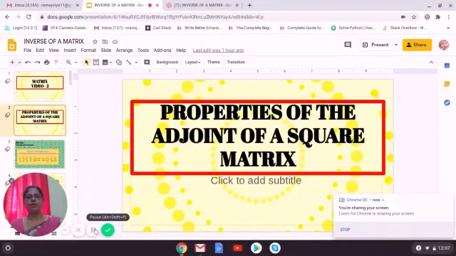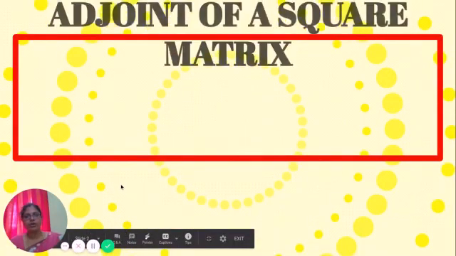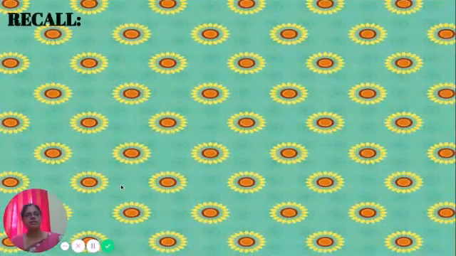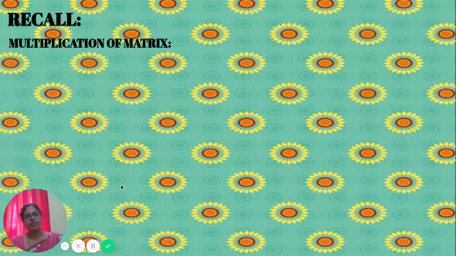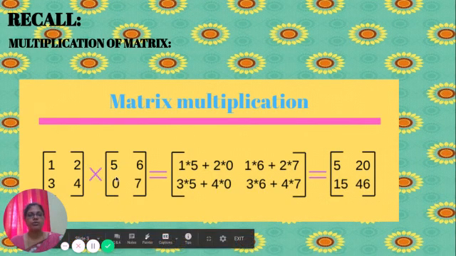Let's start with the topic: properties of adjoint of a square matrix. Before going into the topic, let us brush up our memories. In the earlier classes, we have learned multiplication of matrices. Here I have given a simple example for the multiplication of matrices. Here I have taken a 2 cross 2 matrix.